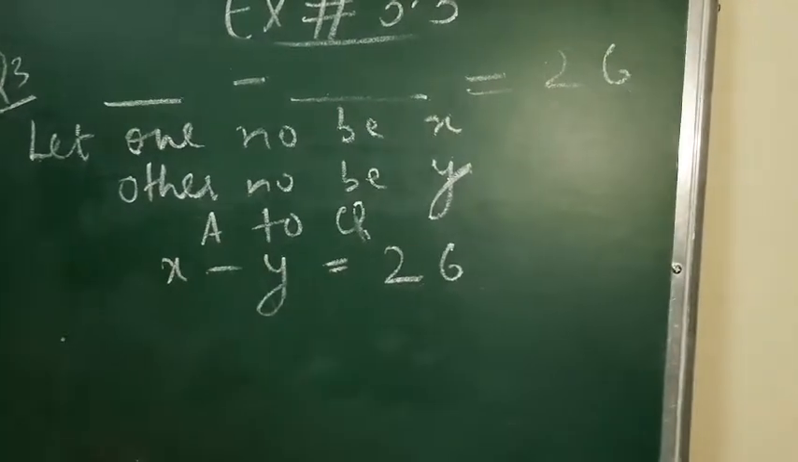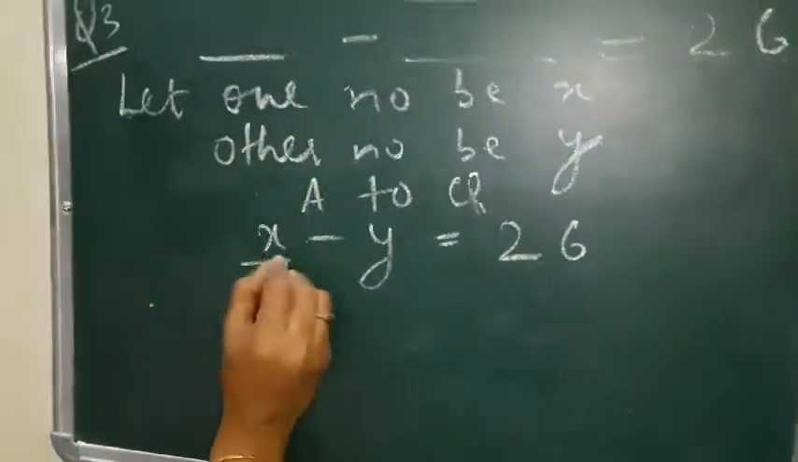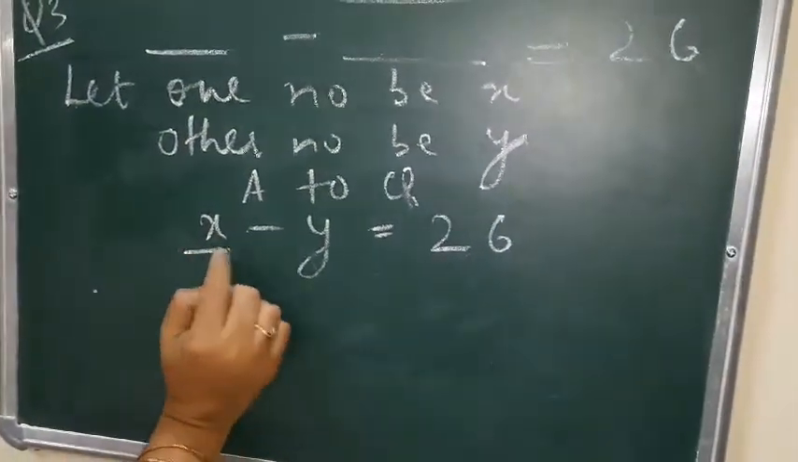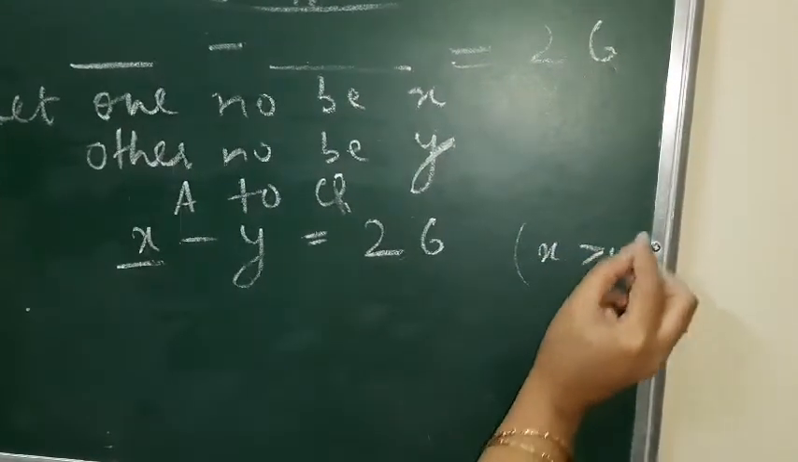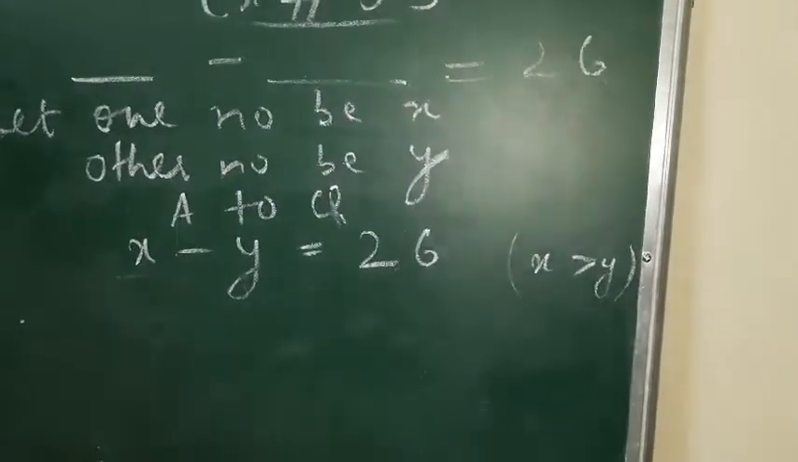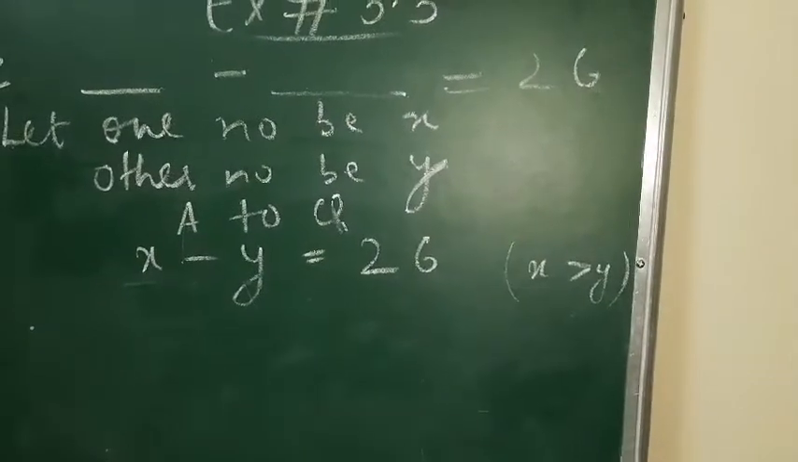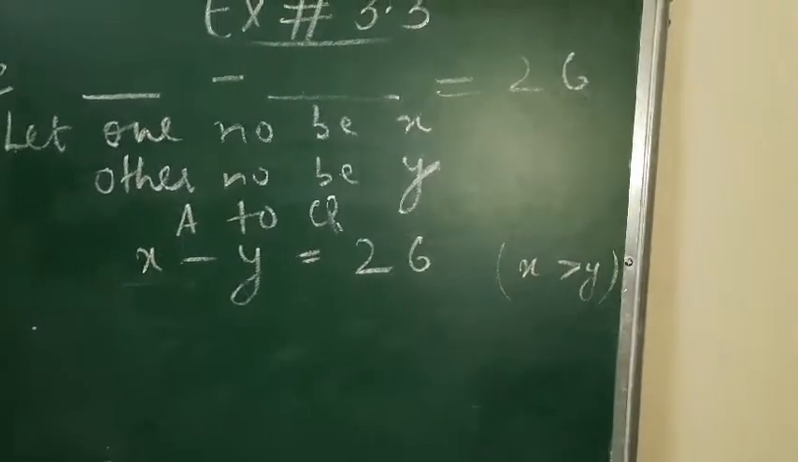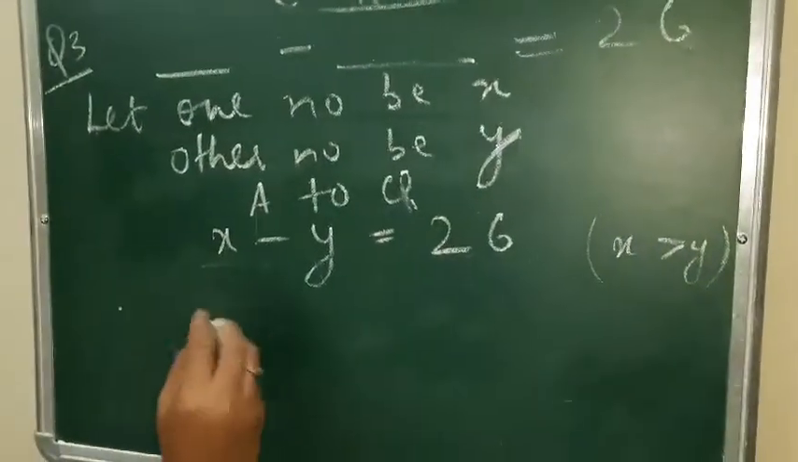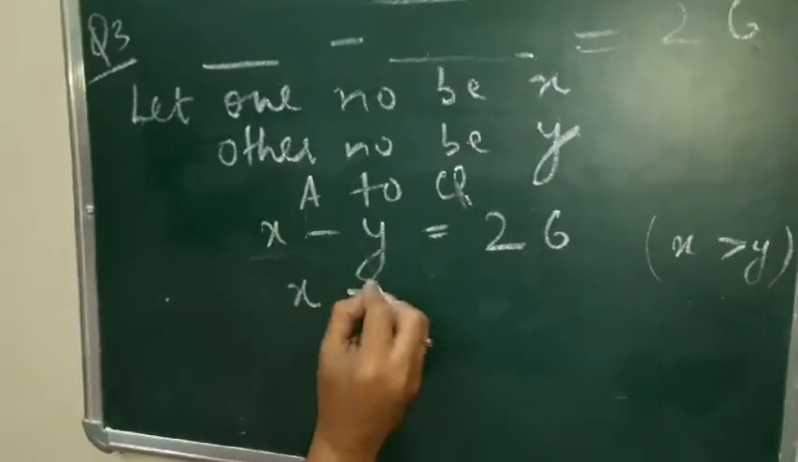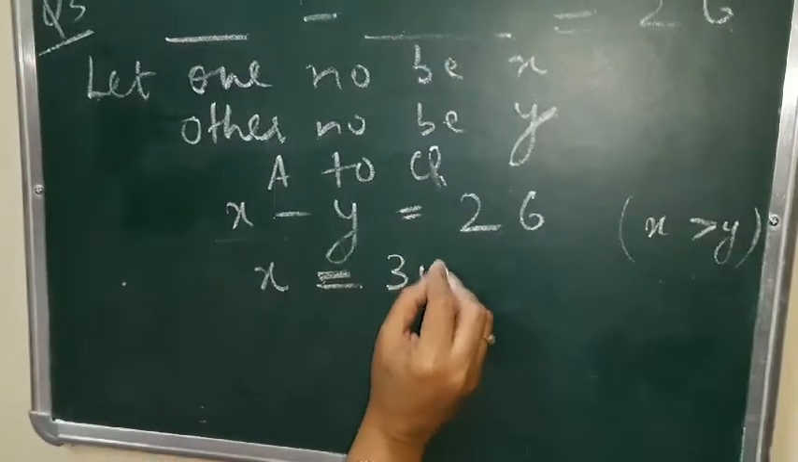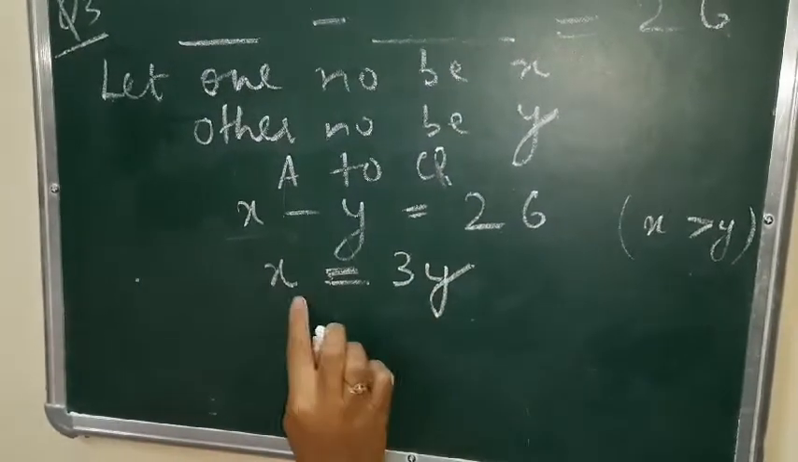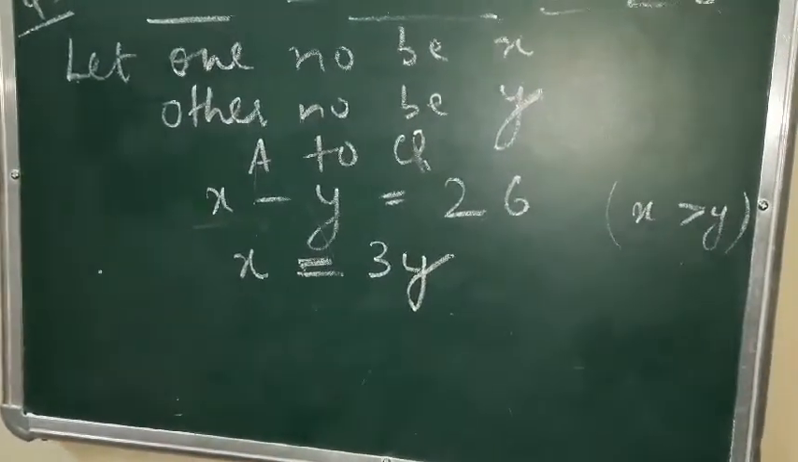If I am taking x minus y is 26, that means my x is greater than y. Only then we'll get the positive answer. So my x is greater than y, I am taking for this x minus y equal to 26. Now one number is 3 times the other. Now my x is greater, so one number is equal to 3 times, times means multiply, the other. So x is equal to 3y is the second equation.